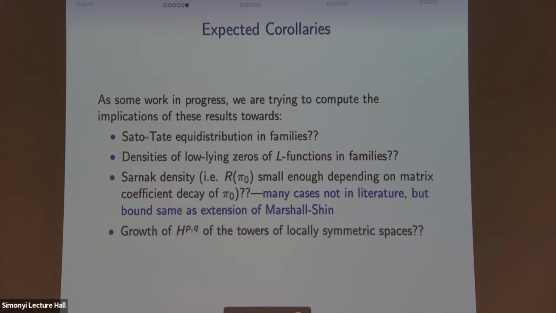And then finally, there's this Matsushima formula that tells you that if you look at towers of locally symmetric spaces corresponding to these levels and these groups, then the different HPQs of these towers should correspond to automorphic representations with specific cohomological components at infinity. So this should tell us something about the growth of these specific HPQs.